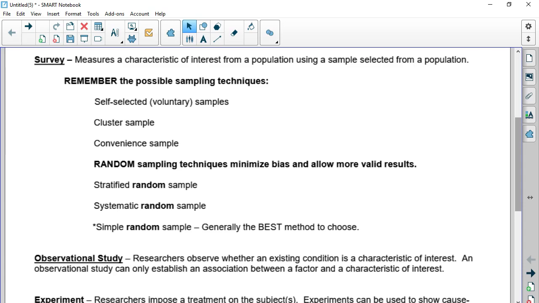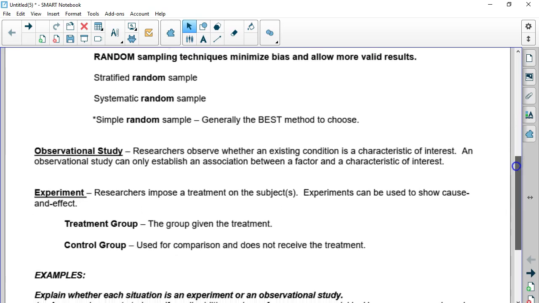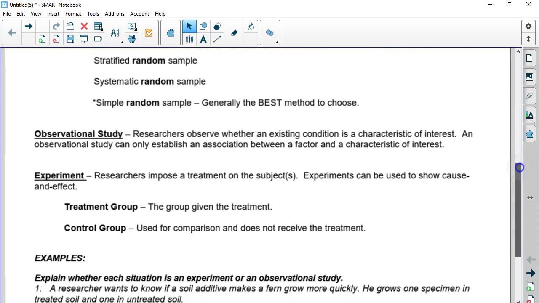Okay? The more random you have, the less bias you have, and the more valid they are. So stratified we talked about. Systematic random sample is names in a hat, or a computer-generated random list from a master list. And a simple random sample is generally the best method to choose.